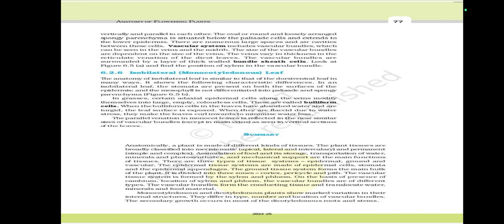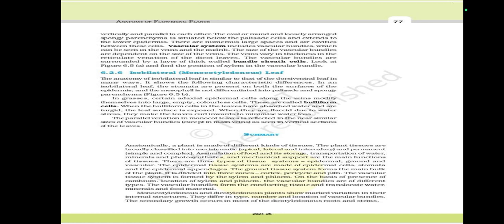The vascular system includes vascular bundles which can be seen in the veins and the midrib. The size of vascular bundles depends on the size of veins. The veins vary in thickness. In the reticulate venation of the dicot leaves, the vascular bundles are surrounded by a layer of thick-walled bundle sheath cells. This is located in figure 6.5a. Find the position of xylem and phloem in the vascular bundle.